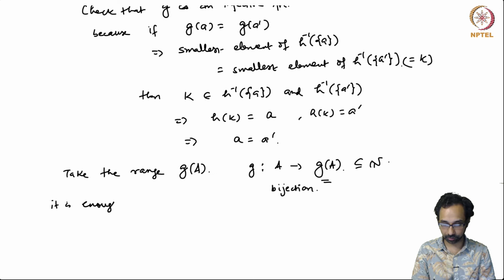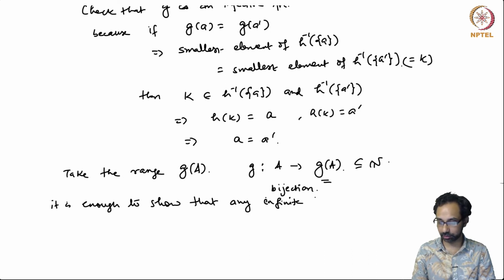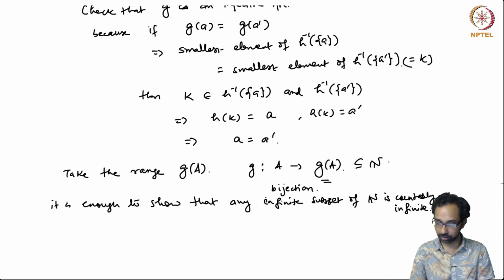So it is enough to show that any infinite subset of N is countably infinite. Why? Well, if GA is finite, then A is countable, because then A will be finite, because there is a bijection between A and a finite set.